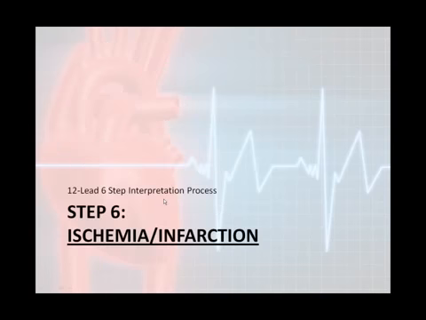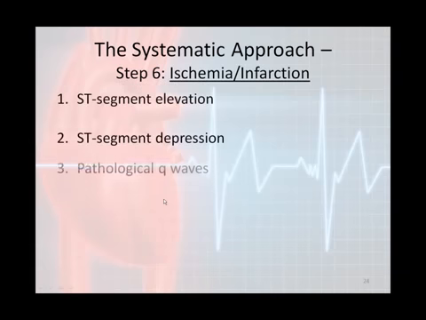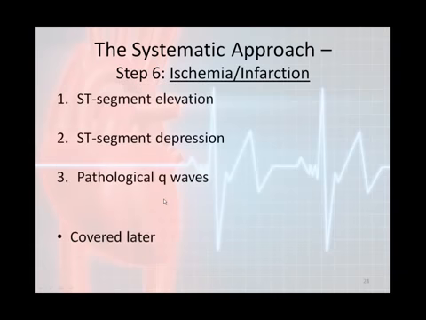Step 6, or the final step, is going to be determining ischemia and infarction. The final step is actually broken into 3 sub-steps. What you're going to do is look at ST segment elevation, ST segment depression, and pathological Q waves. All of these will be covered later in a specific course.